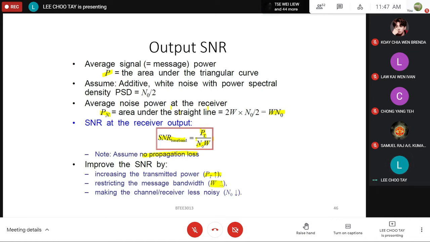The third item we can play with is to make the channel or the receiver less noisy, meaning we need to reduce N naught. A lot of times there is not much you can do over the channel. Unless you use wired, then you can say, I change and use a better wire, and you can improve your N naught. But if you are using free space or a radio link, there is not much you can do over the channel.